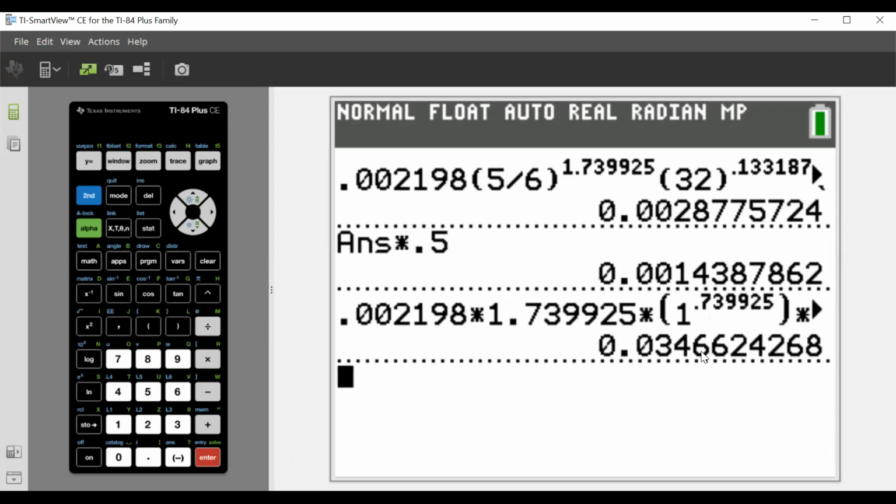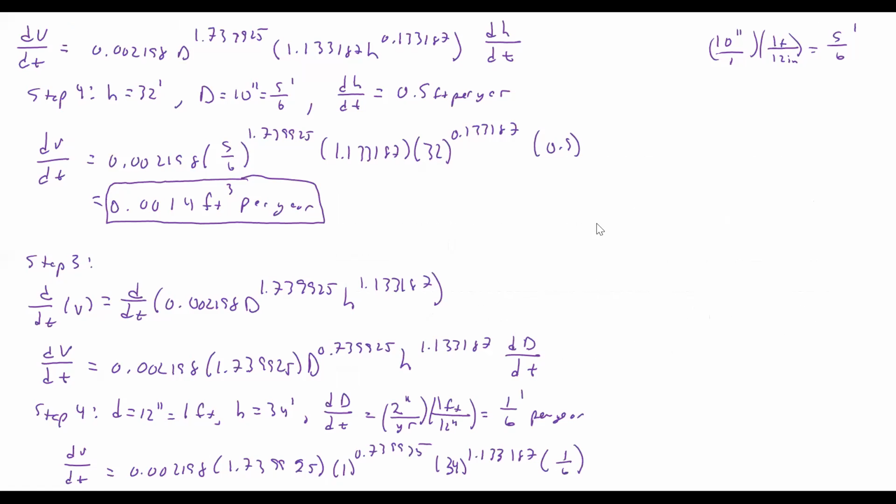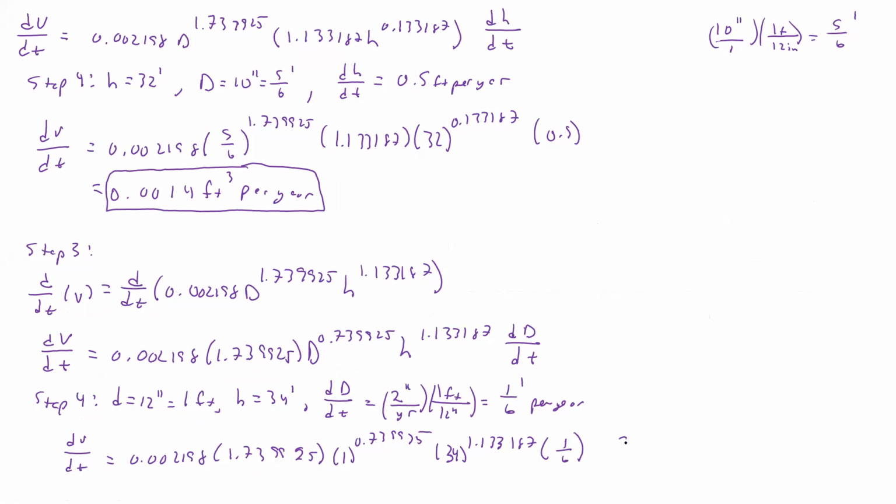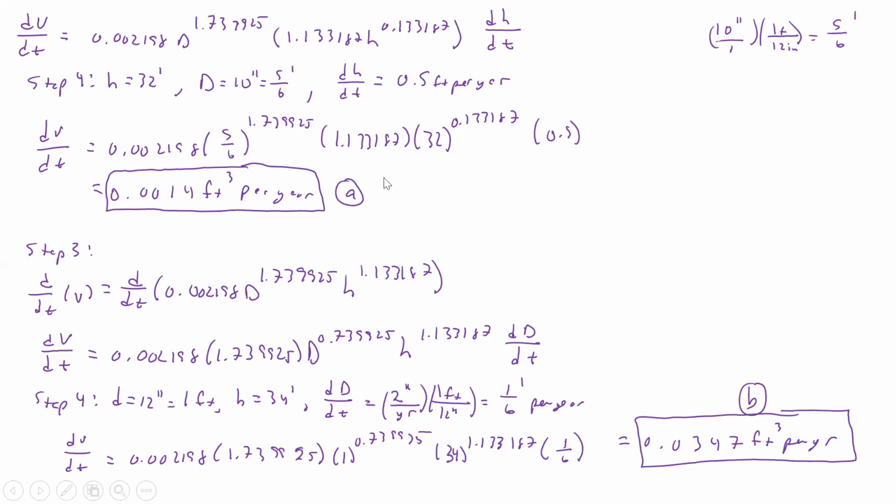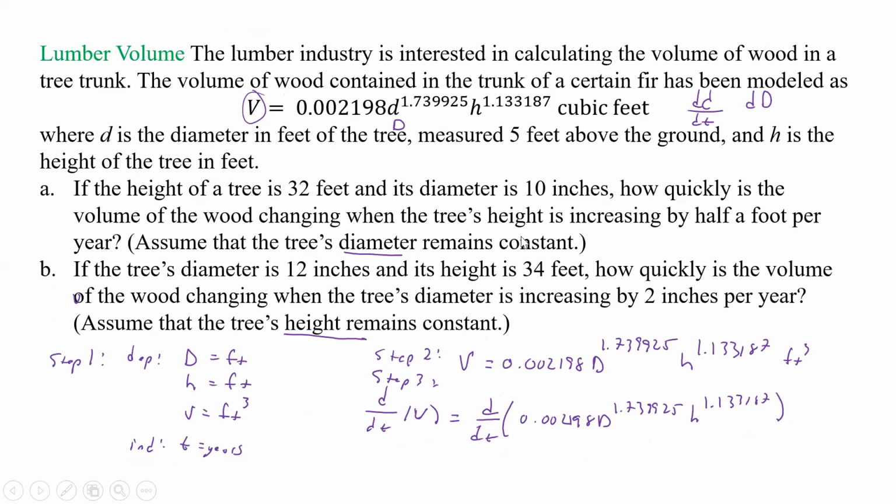And we get 0.0346. How many decimals did we go? So let's say 0.0347, and this is cubic feet per year again. Okay, so that is the second part. So that's part B, and this was part A. Okay, and I believe that's how they labeled it. A and B, yep. All right, so that's how much the volume changes when the tree's diameter is increasing by that much per year.